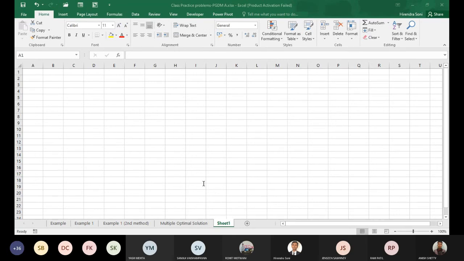Sir, in the previous problem, can we multiply the first table with -1 and then do the same method so you'll get the answer? That's one method of how you do it.